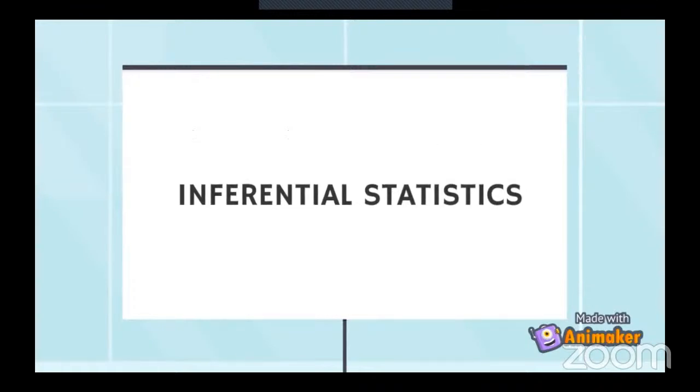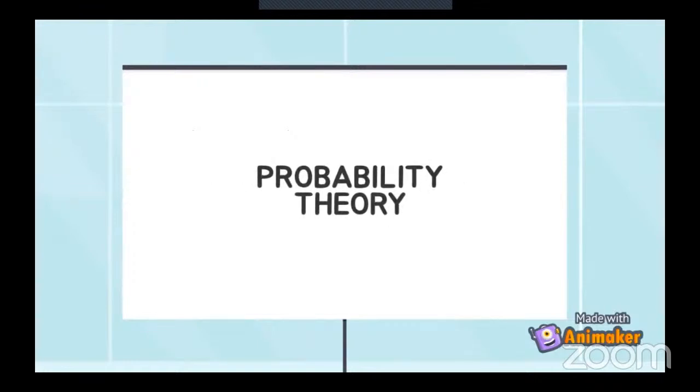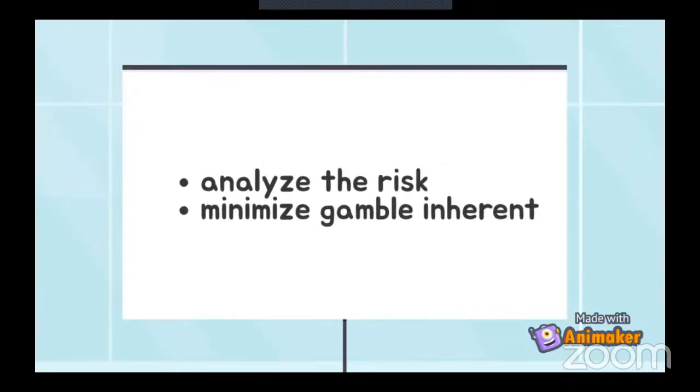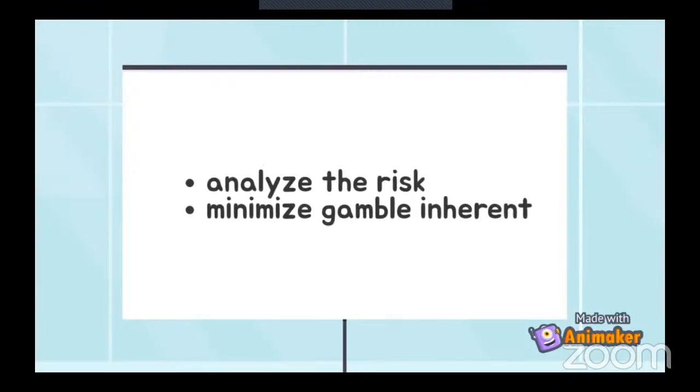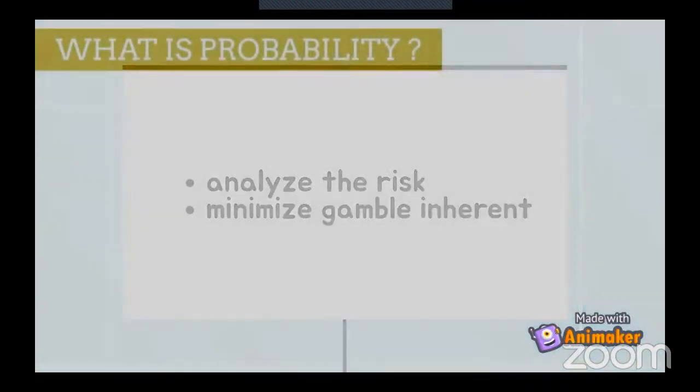It helps us to make decisions because there is uncertainty in decision making. It is important that all the known risks involved be scientifically evaluated. This evaluation is the probability theory, which has often been referred to as the science of uncertainty. The use of probability theory allows the decision maker with only limited information to analyze the risk and minimize the gamble inherent.